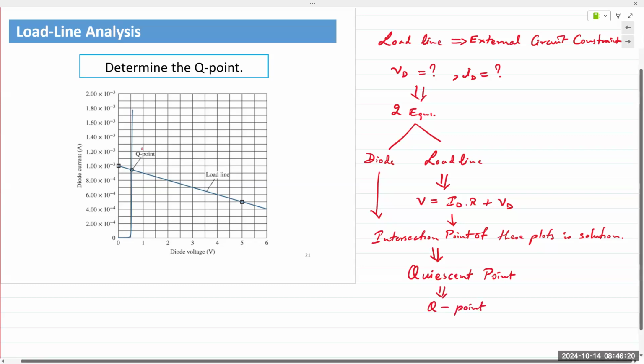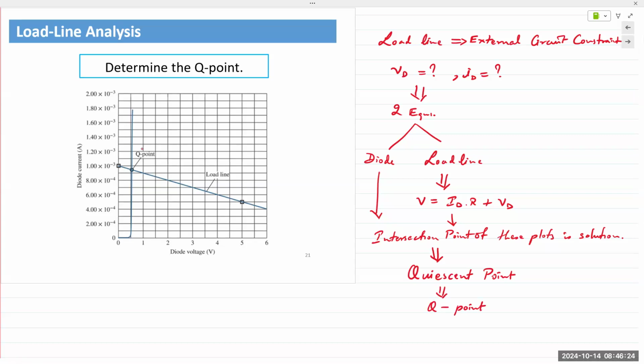This is another term that we will see again and again. A Q point or quiescent. Q comes from the word quiescent. Quiescent means dormant. It is present but in a dormant state. The way it applies to electronic circuits is that we are applying a DC voltage to our device, so our circuit is ready to accept any AC inputs.